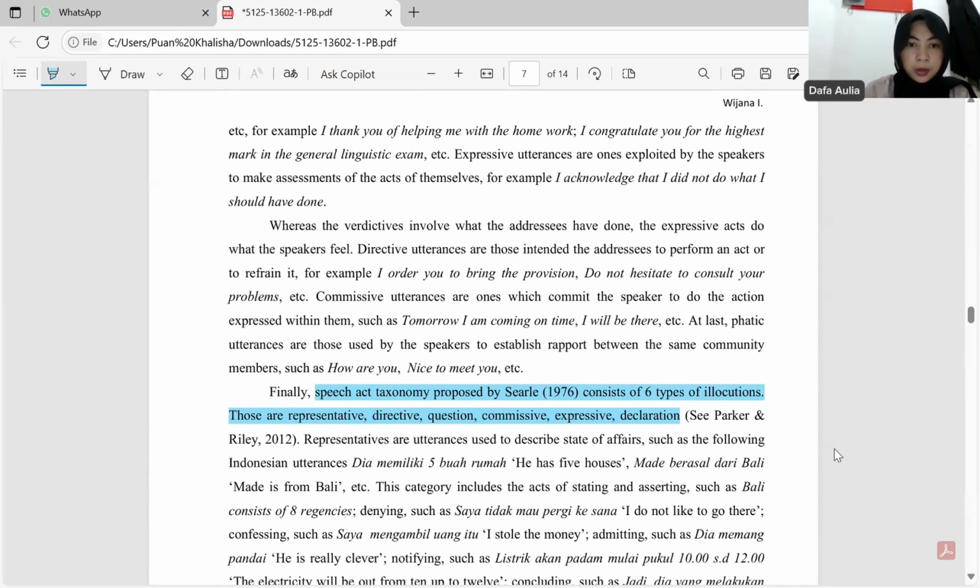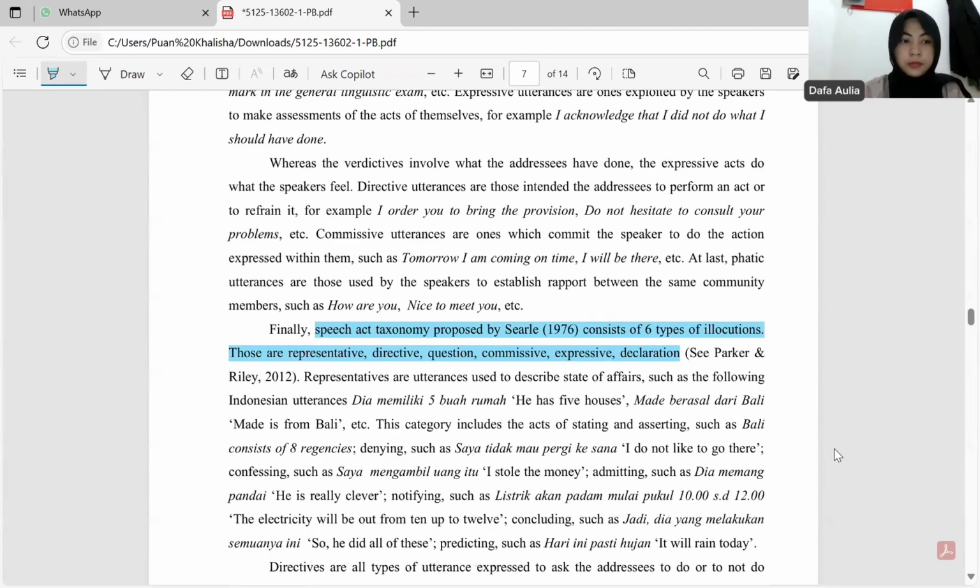Finally, speech act taxonomy proposed by Searle consists of 6 types of illocutions. Those are representative, directive, question, commissive, expressive, and declaration. This classification helps us understand what kind of action is being performed by the speaker through their words, beyond just the literal meaning.